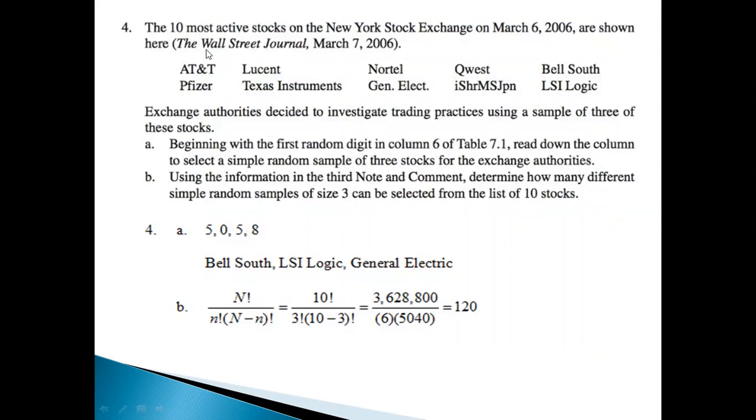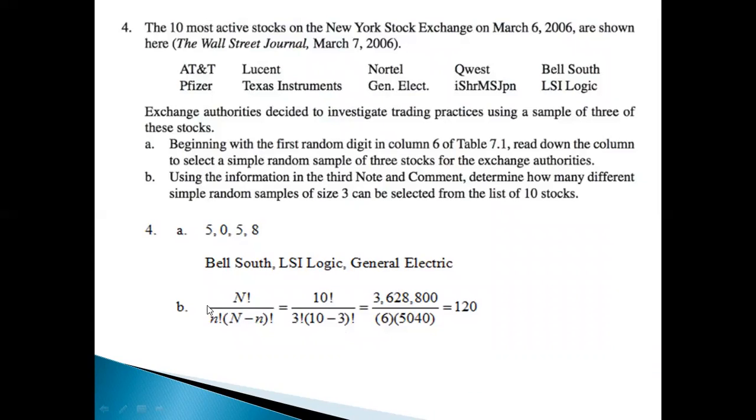And what does that represent? Well, they usually go across the numbers, so 1 through 5 here, and then 6 through 10 here. So the fifth one would be BellSouth. And then 0 would count as 10, so that would give us LSI Logic. And 8 would be 5 plus 3, so that'd be General Electric.